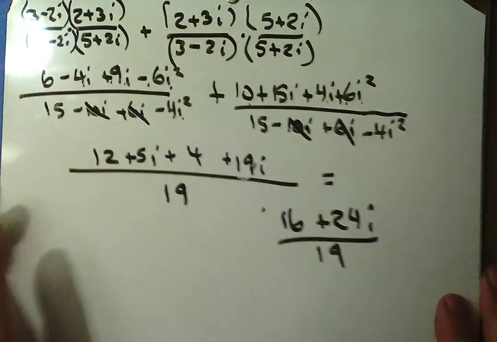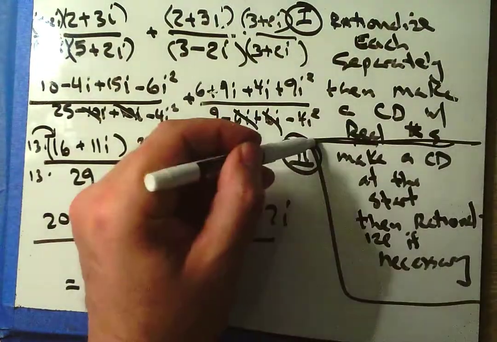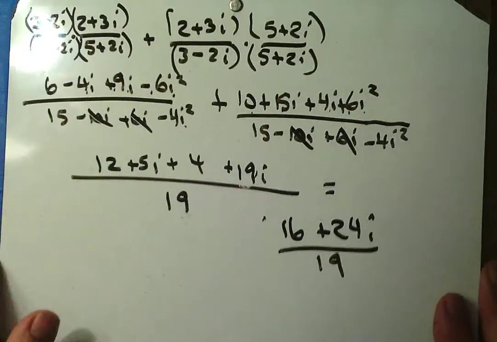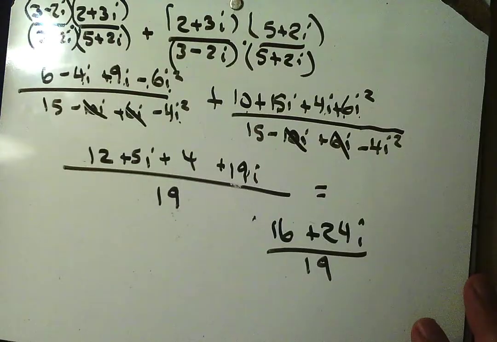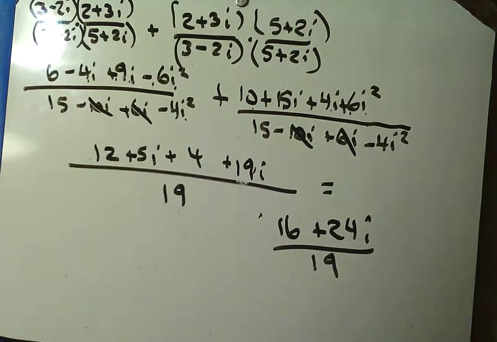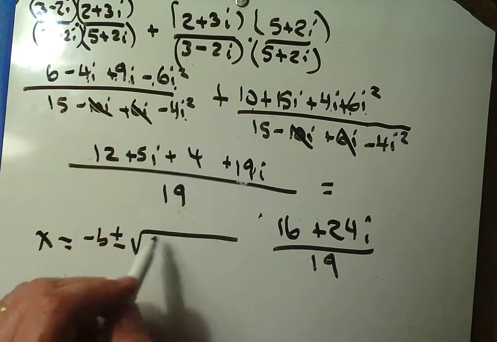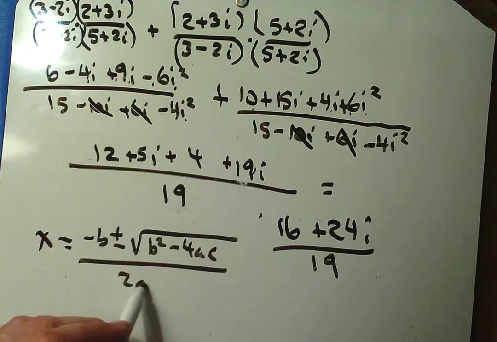So I really prefer the make a common denominator approach. Make a common denominator when you do a problem like this. And that's it. You should be able to get through the rest of the homework. I know there are a couple of quadratic formula problems, but you should remember that x equals negative b plus and minus square root b squared minus 4ac all over 2a. Have a wonderful day, everyone.